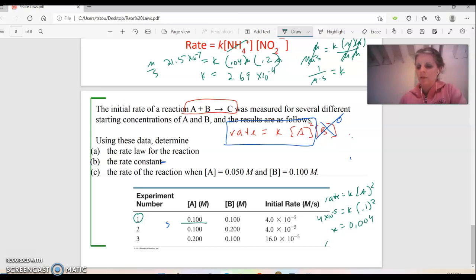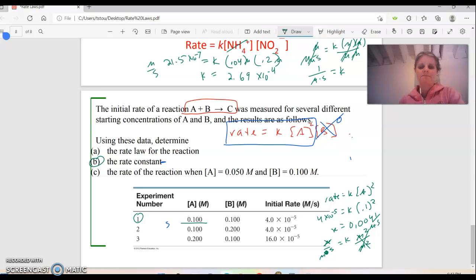Unit-wise, here again I'm looking at molarity per second equals K times molarity squared, because that molarity is at 0.1. So I'm going to divide both sides by molarity squared. The one cancels out. This top molarity cancels out, but there's still one left on the bottom. So my units again are molarity times second on the bottom.